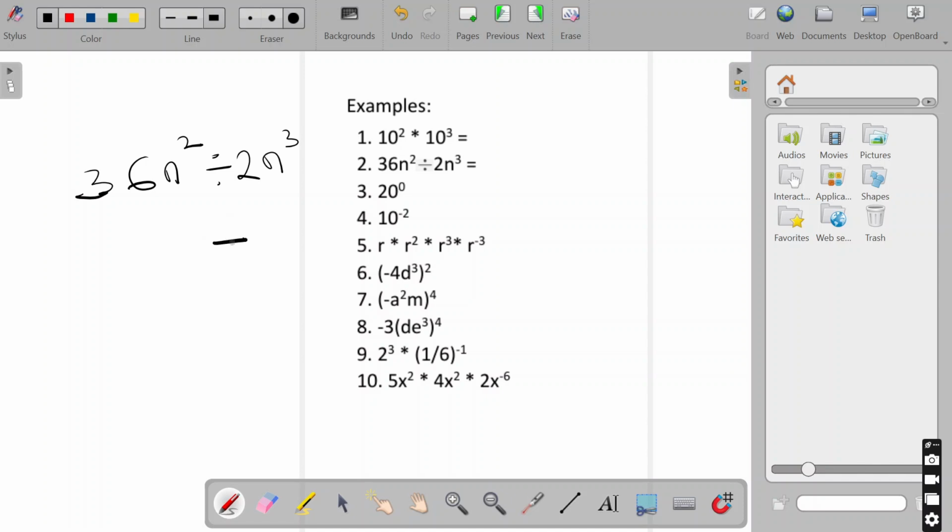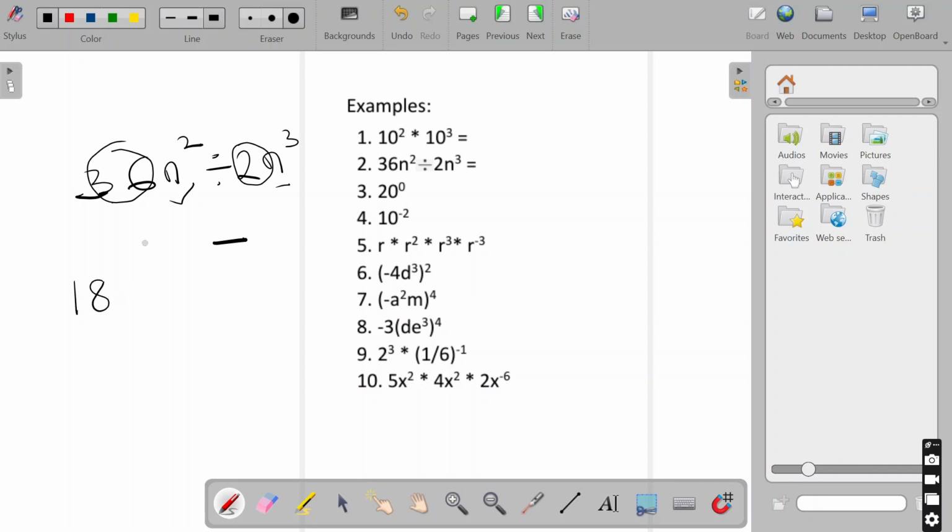That's the law of indices. Then we have an n here, which is a common base, and another n here, which is another common base. Before this n squared, we have the number 36 here, and we have the number 2 here. So what you need to do is simply divide 36 by 2, and that will give you 18.